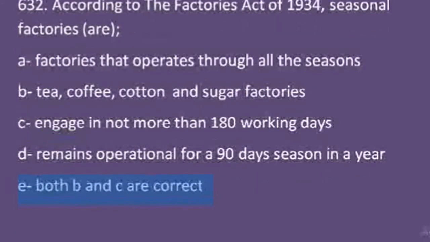Thank you friends. These were some of the MCQs related to the drug law subject of pharmacy, which is properly called forensic pharmacy.